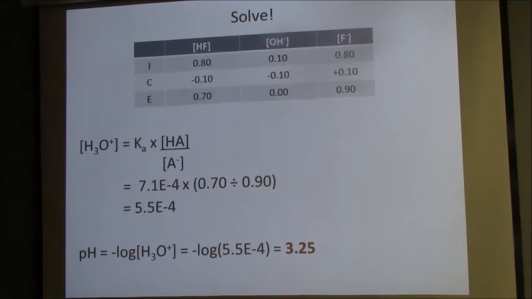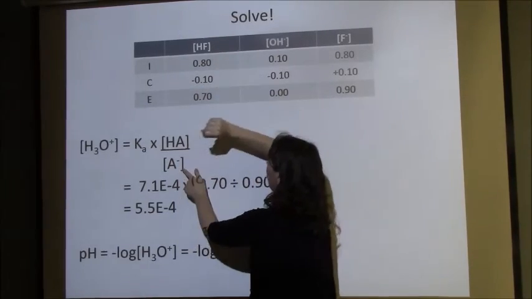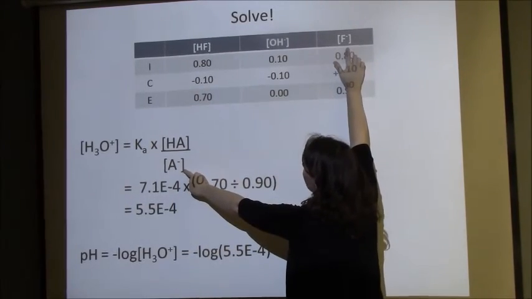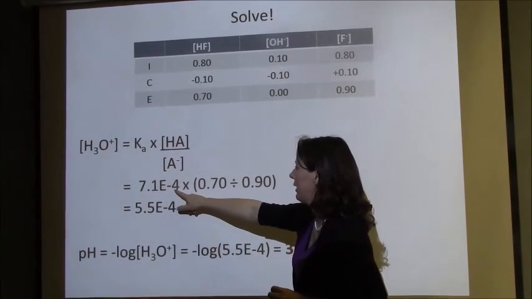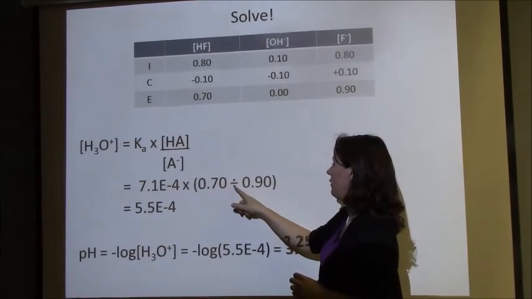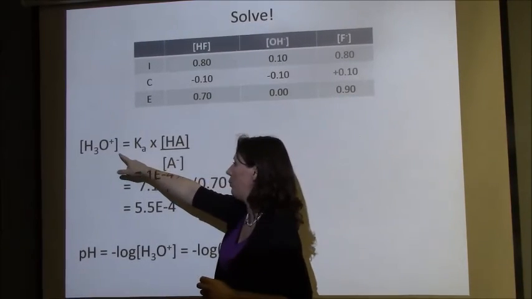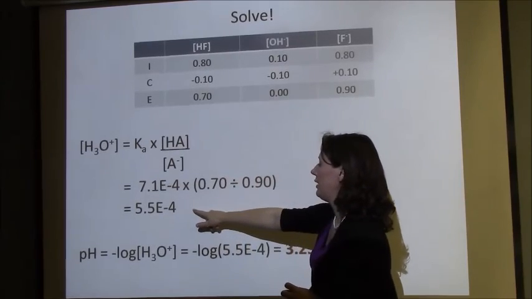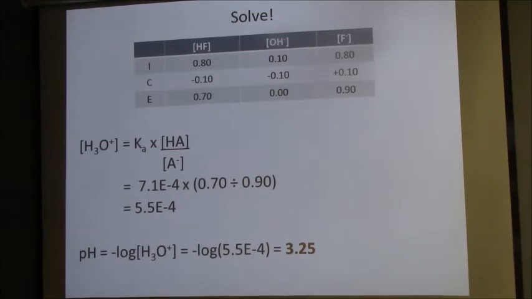Now we're just going to use our good old buffer calculation formula, right? Because this is HA and this is A minus, and Ka was given in the problem, so we just plug in Ka times 0.7 divided by 0.9, and then we get this. Now that's only H3O plus though. We need to convert that into a pH by taking the negative log. So my new pH is 3.25.